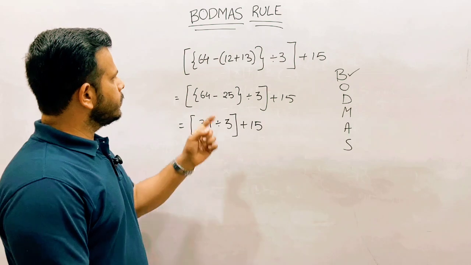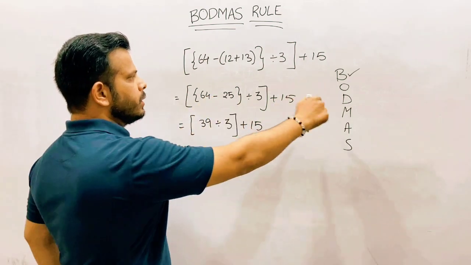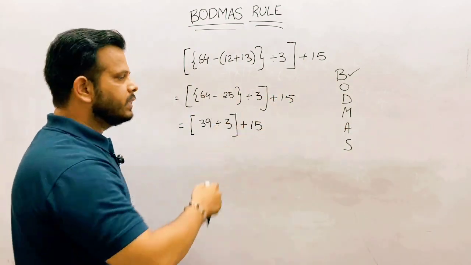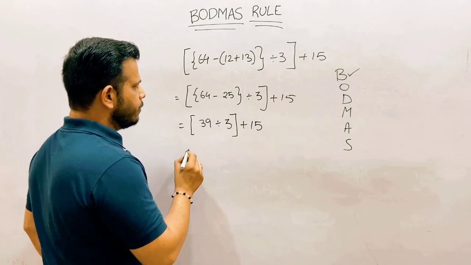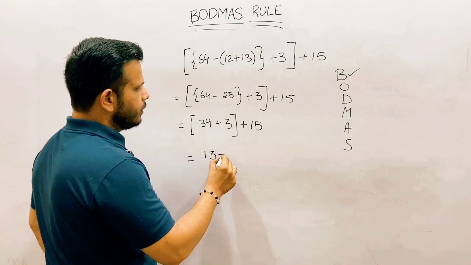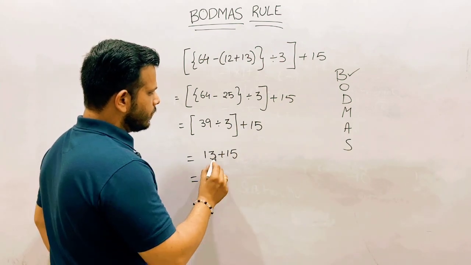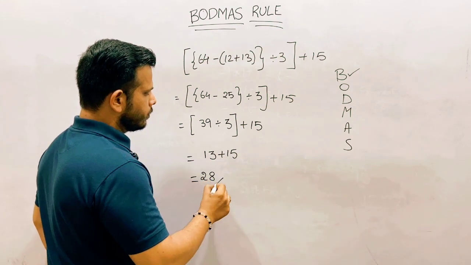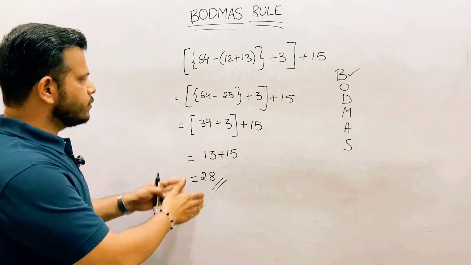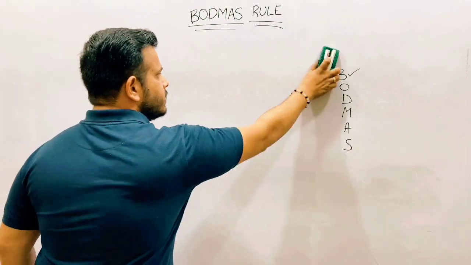You may think, sir, here minus is there, here division is there, and according to BODMAS we have to do division first. But here the bracket is there, so first let us complete the bracket. 39 divided by 3 is 13, plus 15. Now the bracket is gone. 13 plus 15 is 28. Cool. In this way you can solve the operations in sequence.